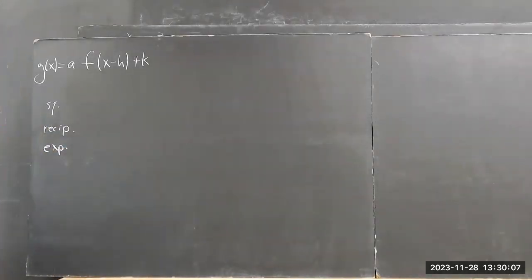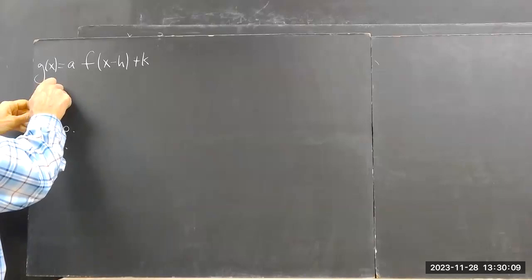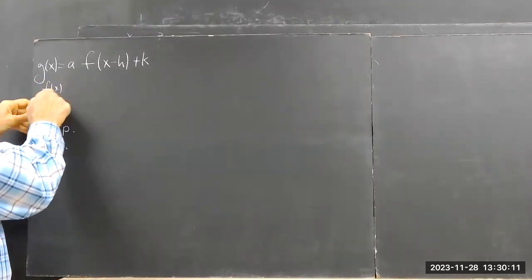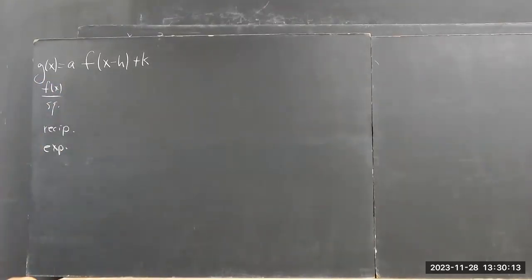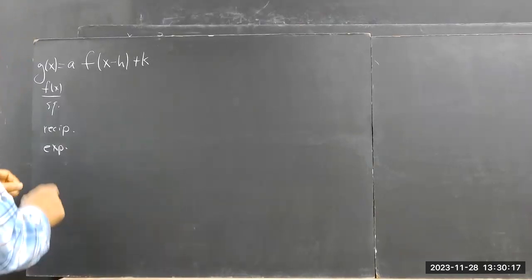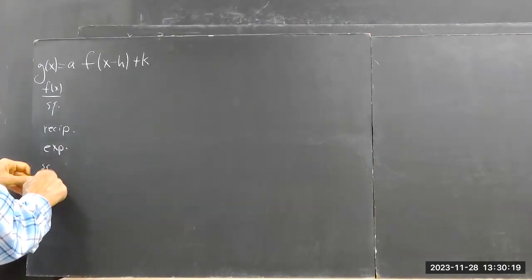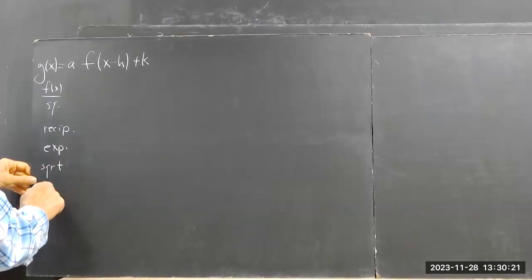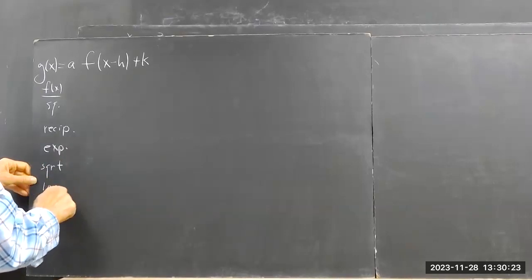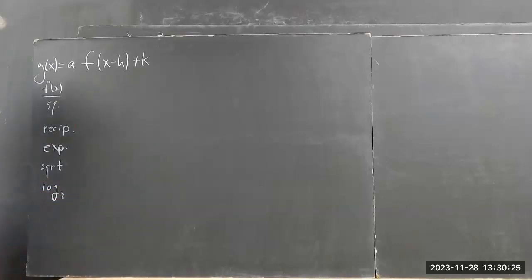For the squaring function, you just make a little table: squaring, reciprocal, exponential, you got the cube and the reciprocal square on. We also have the square root and the base 2 log, okay?